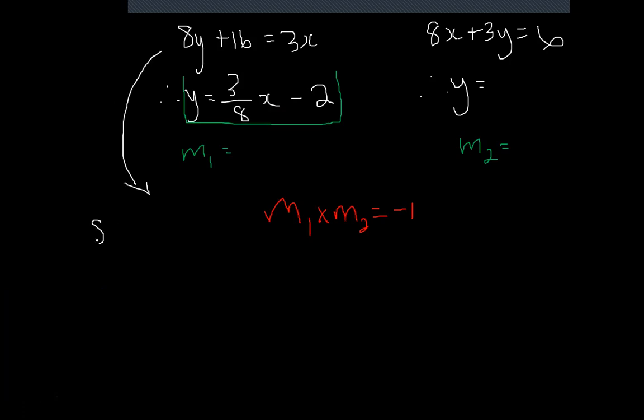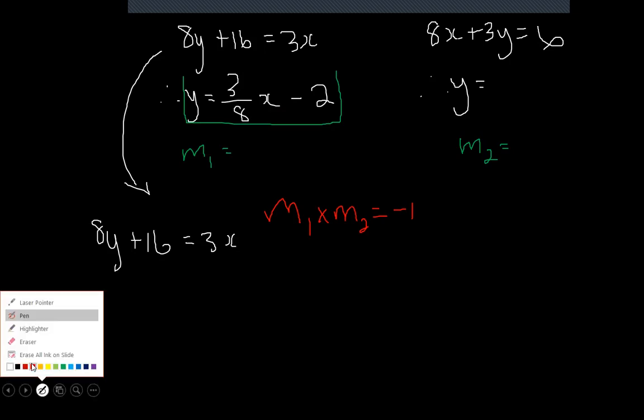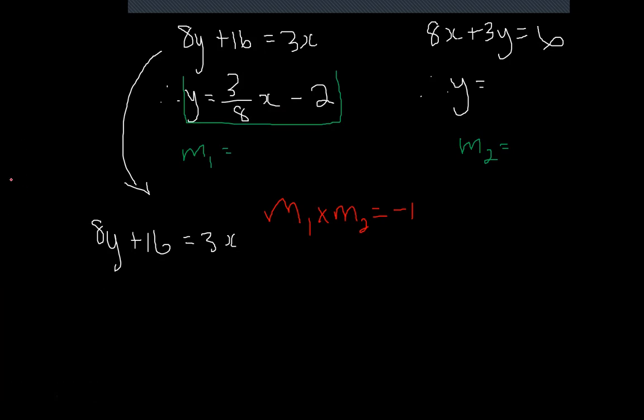So we're looking down here. Let me write it again. 8y plus 16 is equal to 3x. Remember, we want it in the form y is equal to mx plus c. So we're trying to make y the subject of the formula. That's all we're trying to do right now. So 8y would be equal to, we have to minus 16 on both sides. So this would be equal to 3x minus 16.